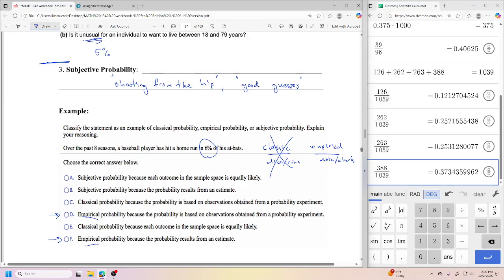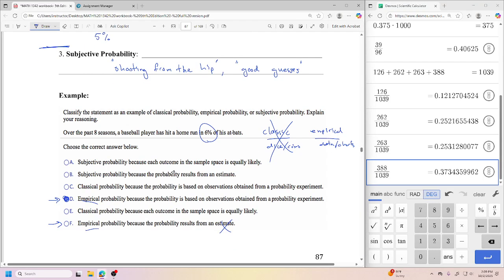estimate. Are we estimating this? No, they're actually counting how many, right? So that's wrong. It's definitely D then, for sure. And literally that's the end of the section.